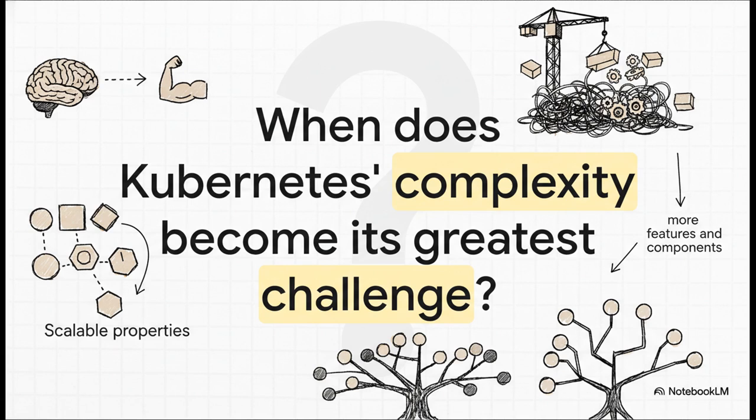But, and this is the big but, all of this power comes with a ton of complexity. And it leads to a really interesting question for the future. As this whole ecosystem keeps growing, at what point does that very complexity become the next huge challenge that we all have to solve?